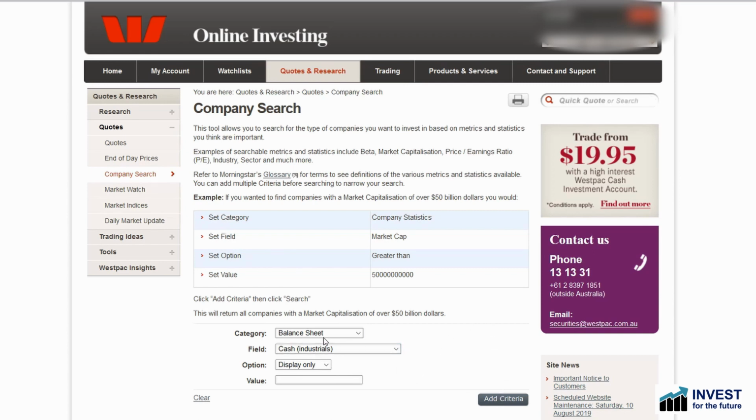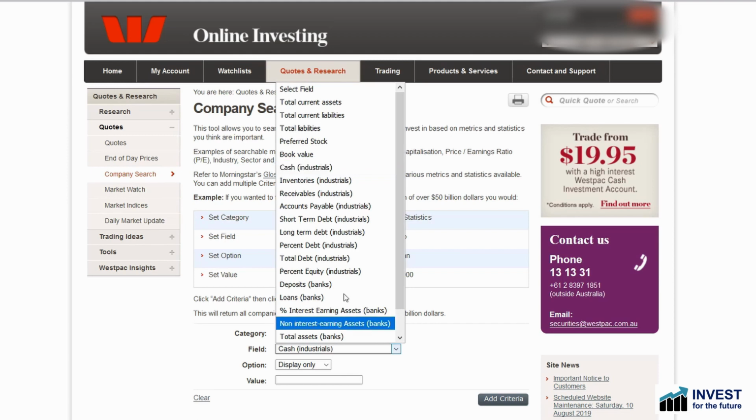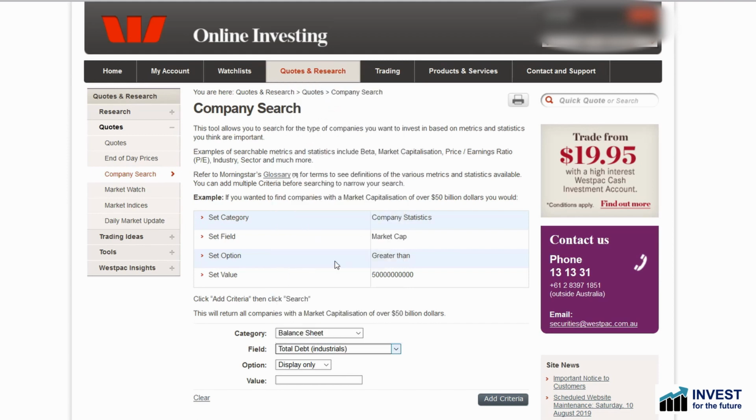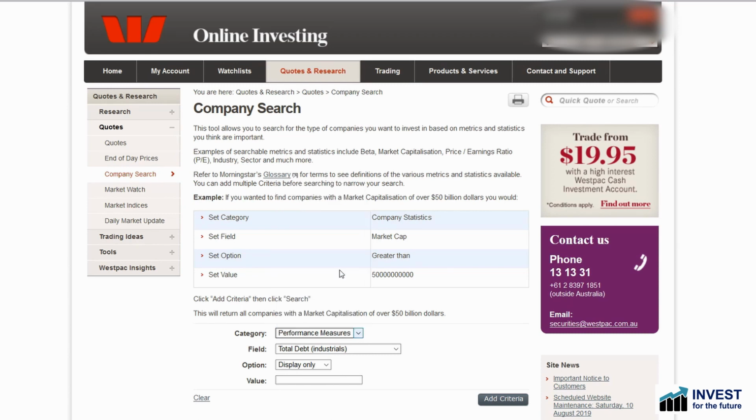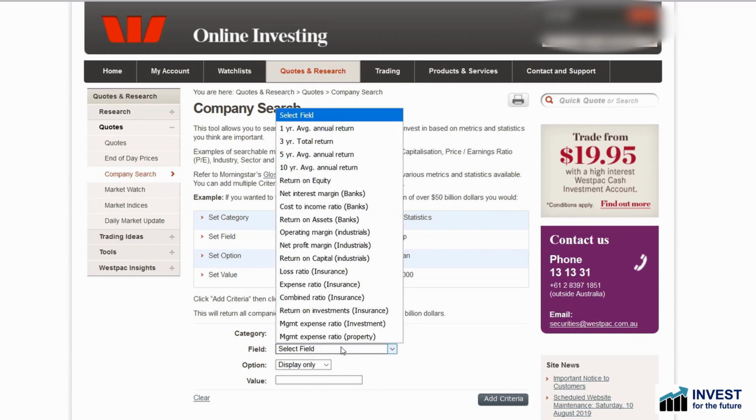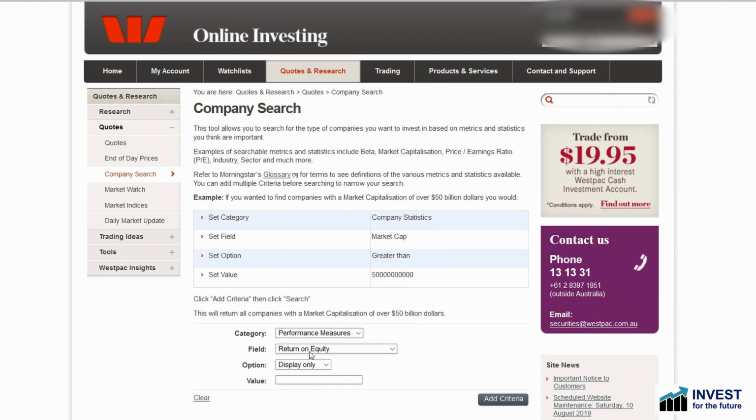Next we need to know the total debt. That also comes from the balance sheet, so that's down here, total debt, display only, add that criteria. And then lastly we need to get the return on equity figure, because we need to do some calculations using it. Now the return on equity figure comes under performance measures. Select that one, return on equity, which is living up there, and display only also, add that criteria.